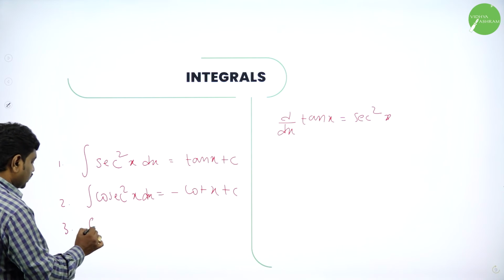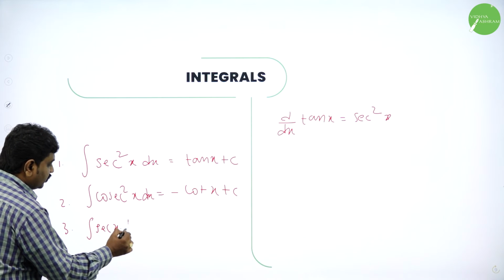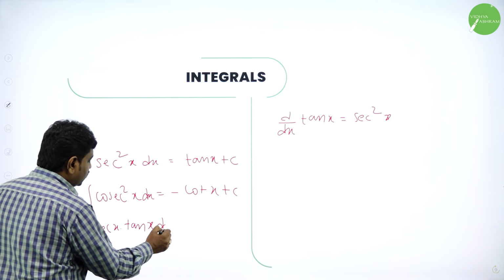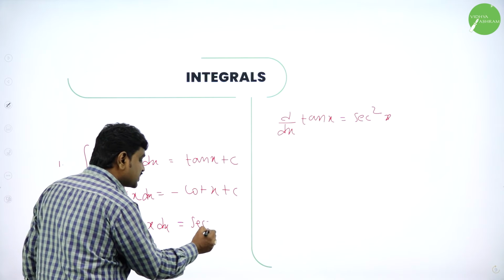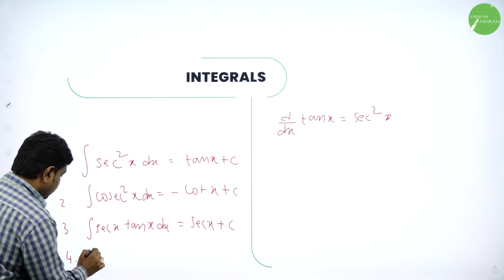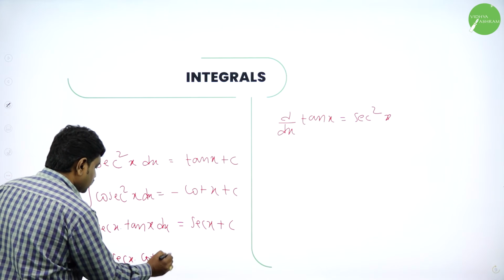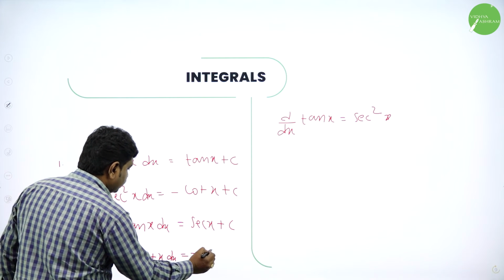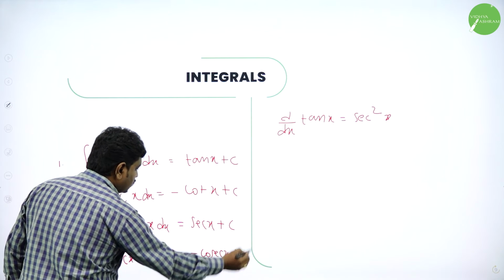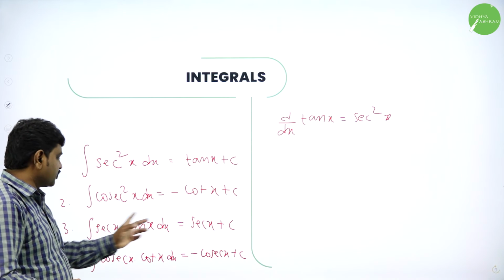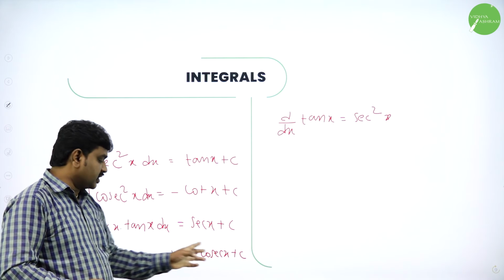Integration of secant x into tan x. What is integration of secant x into tan x? Most important. Integration of secant into tan is secant x plus c. And integration of cosecant x into cot x is minus cosecant x. So if you differentiate secant, it will become secant into tan. If you differentiate minus cosecant, it will become this.